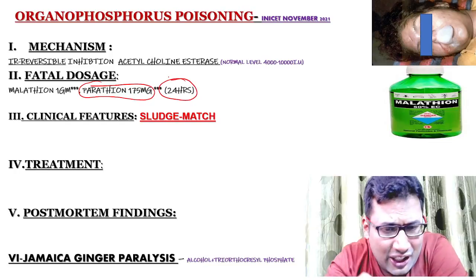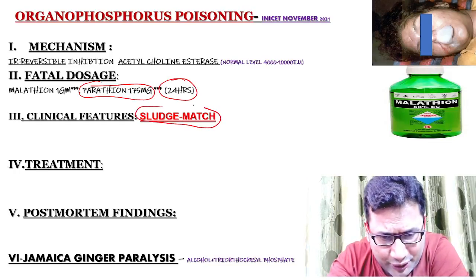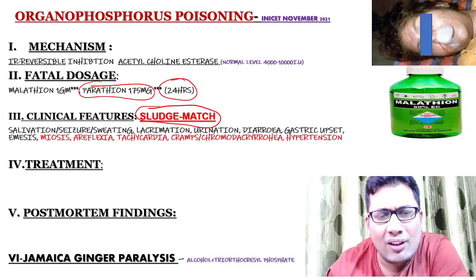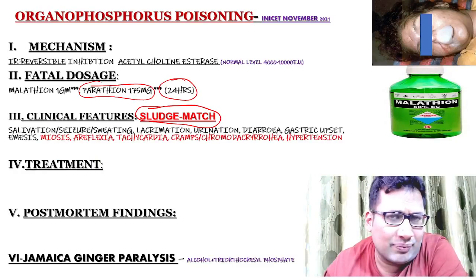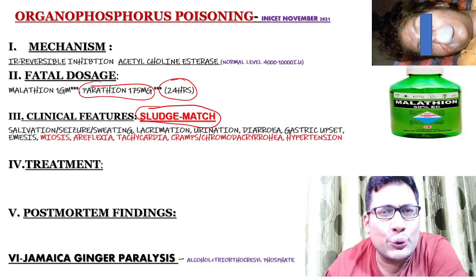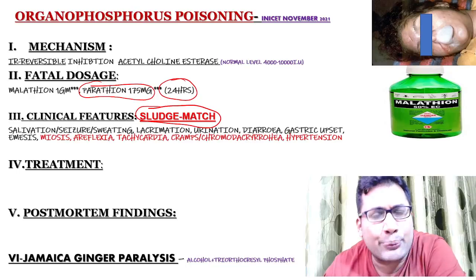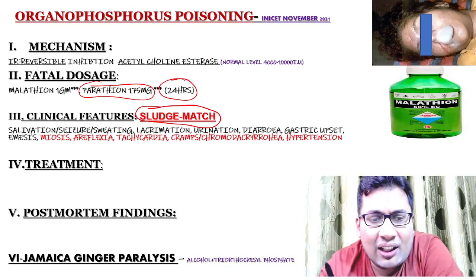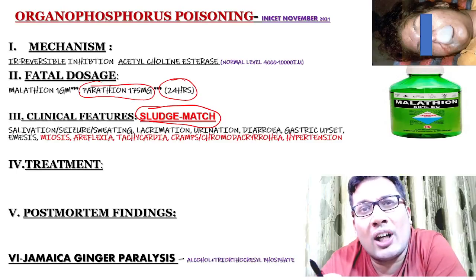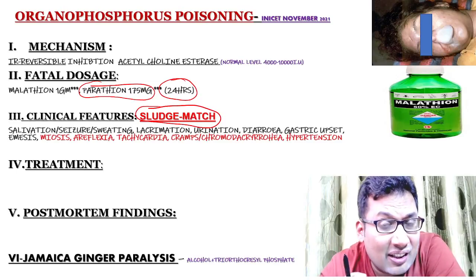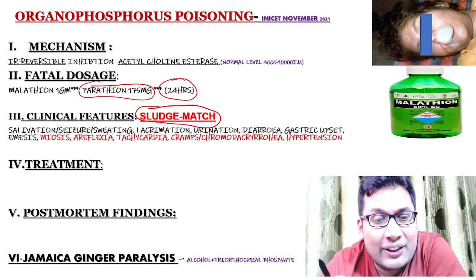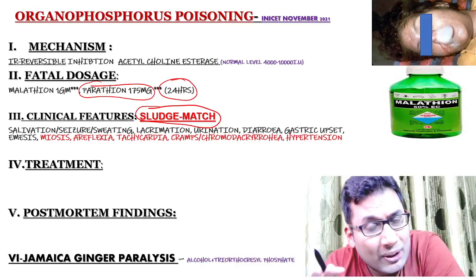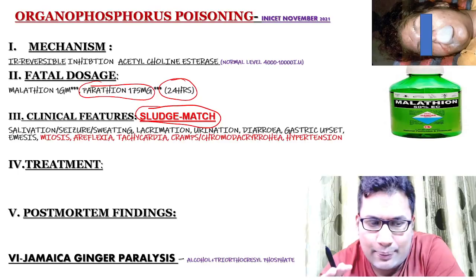What are the clinical features? The mnemonic is SLUDGE MATCH, a very old mnemonic: salivation, seizure, sweating, lacrimation, urination, diarrhea, gastric upset, emesis, miosis, areflexia, tachycardia, cramps, chromodacryorrhea, which is red colored tears, that is also asked in the exam, and hypertension. All these are clinical features. It can be muscarinic or nicotinic symptoms.